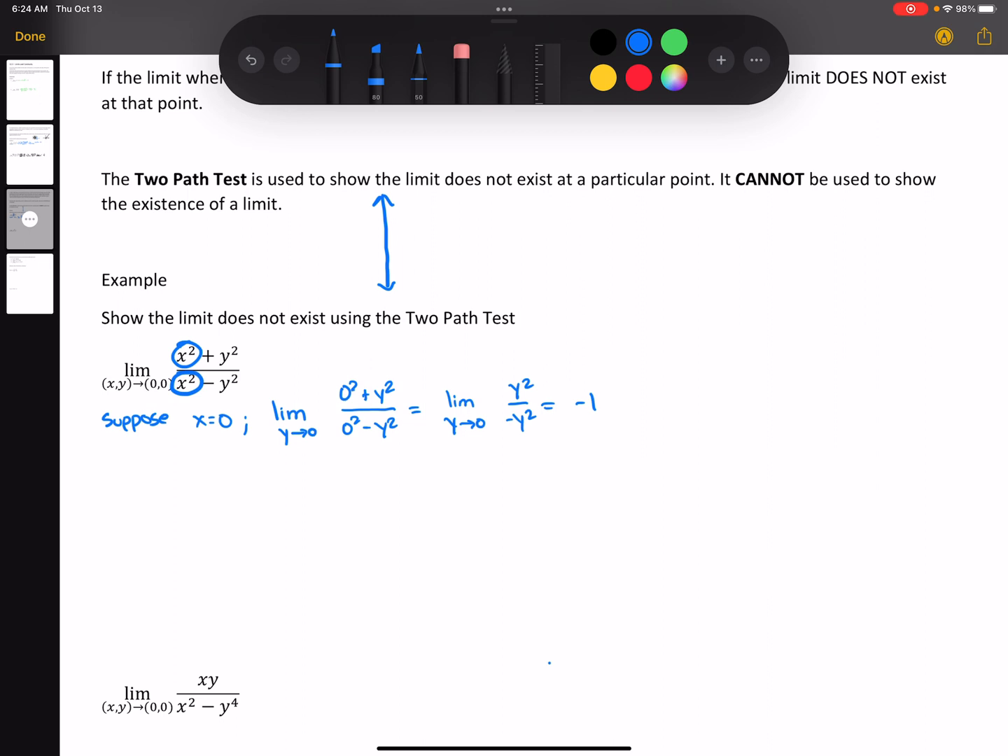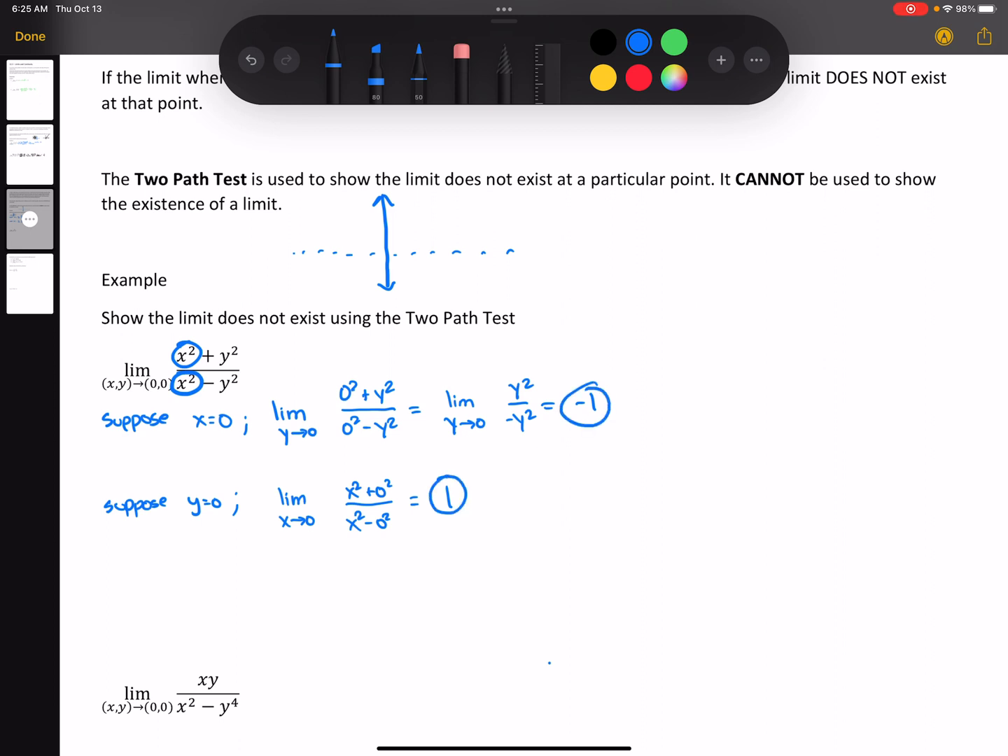Now we could do the same thing for the x-axis instead. So now suppose that y equals 0. Again, y equals 0 is just the x-axis. So if y equals 0, then what we have is the limit as x approaches 0 of x squared plus 0 squared divided by x squared minus 0 squared, which is obviously 1. So we get two different values here.